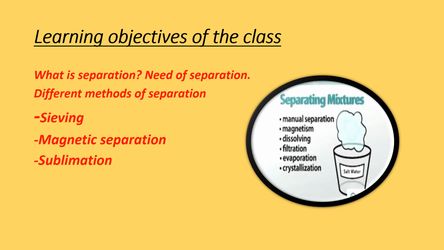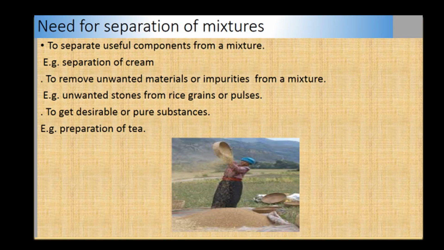So let's start. Why is it important to separate mixtures? Because we all know that a mixture is not a pure substance. It consists of different components or constituents. Some components may be useful to us, and some may be of no use to us. So to get just the desirable components, separation is required.